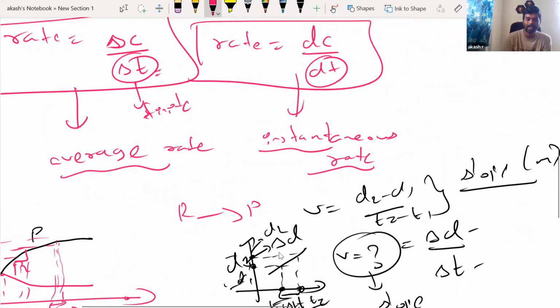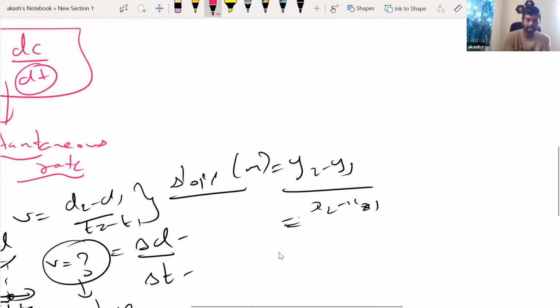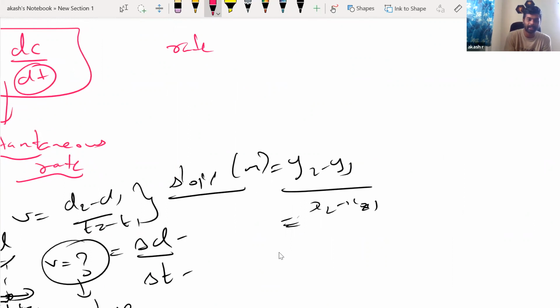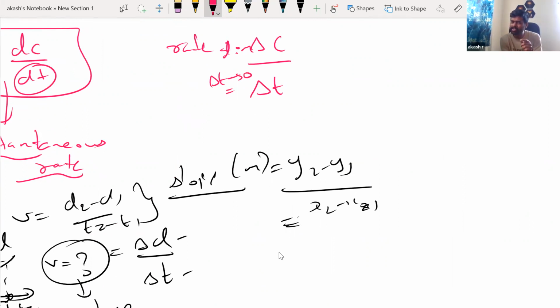So what I can tell is this. When we write rate, we write it as del C divided by del T. Now, when I apply the limit where del T approaches 0, almost no change in time period, from 1 to 1.0001, that becomes dC divided by dt. For the small change in time period and the small change in concentration, that is your instantaneous rate.